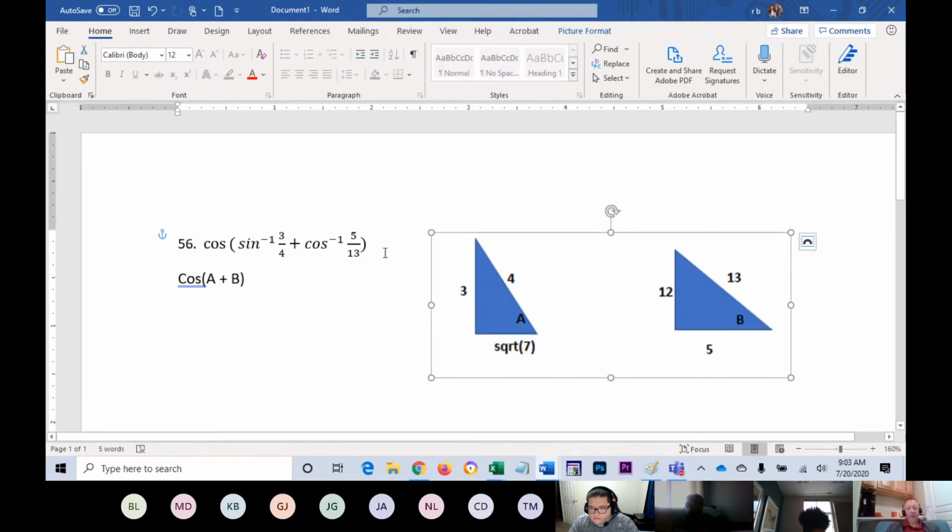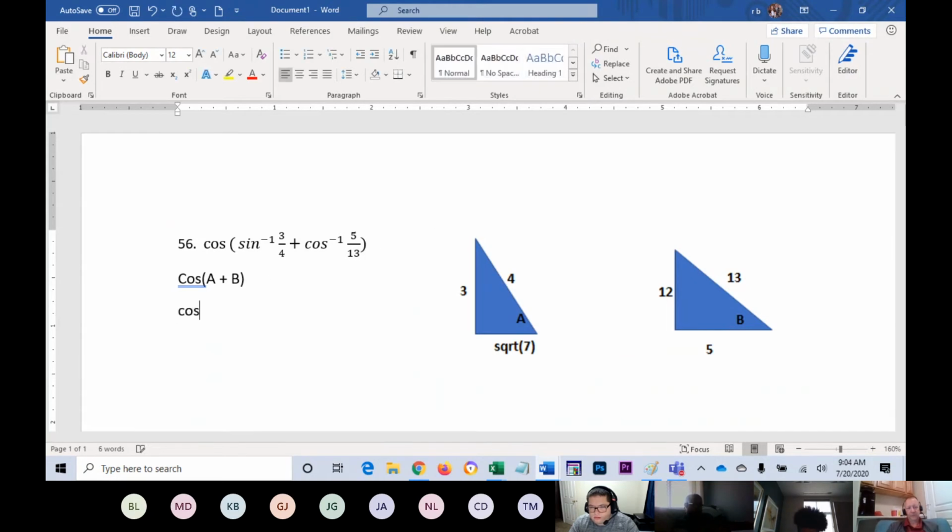All right, so we've got our triangles here, and we've got the cosine of alpha plus beta. Do we know any identities that will help us? That'll be cosine alpha times cosine beta minus sine alpha sine beta. So the cosine alpha would be replaced with the square root of 7 over 4. Cosine beta would be 5 over 13.